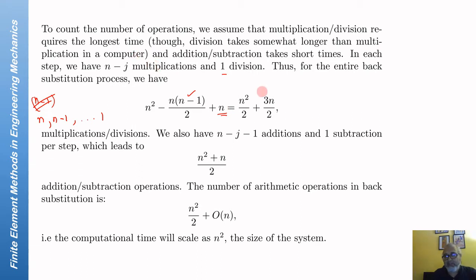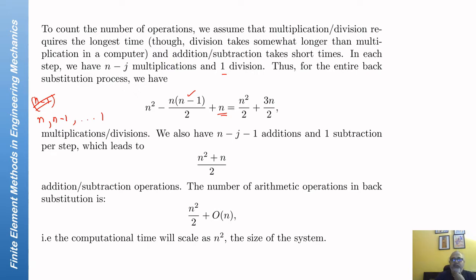I have said that division takes a little bit more time than multiplication, but we are neglecting that fact here. We are assuming that all these are proportional to the times that it's going to take, and if you do the algebra, you get n square by 2 plus 3n by 2. So these are the number of operations that the already upper triangular matrix has for the back substitution process.